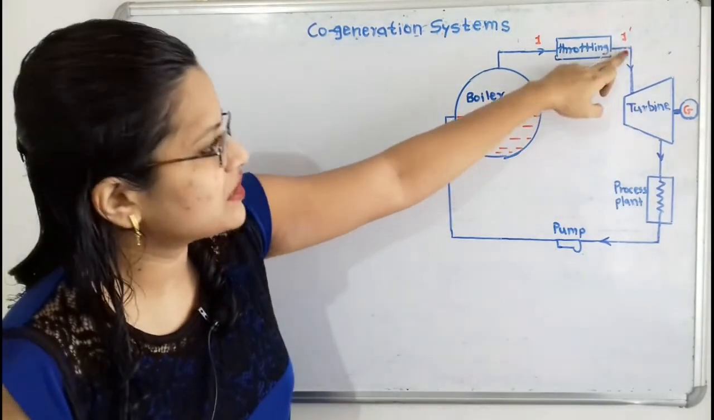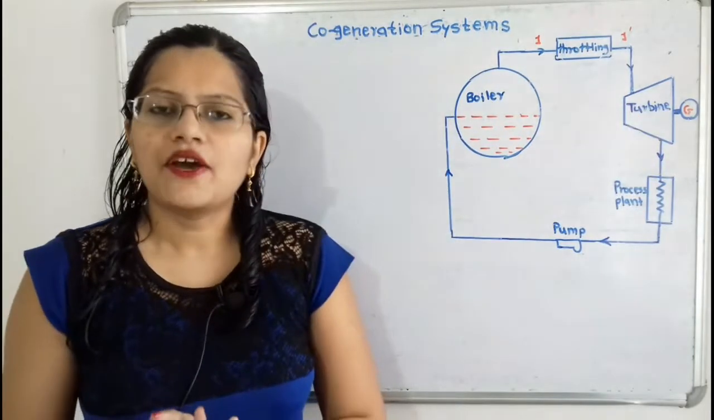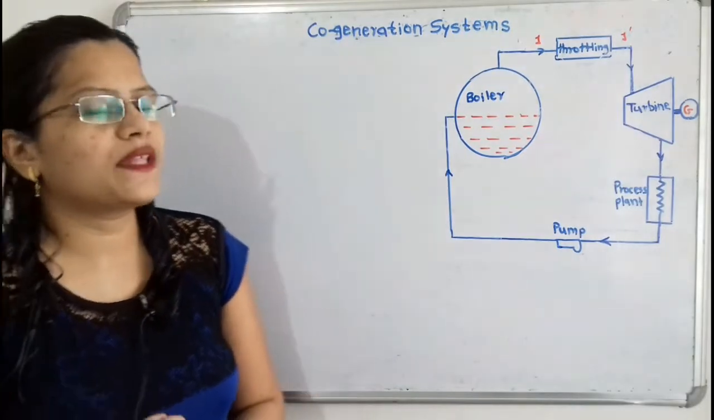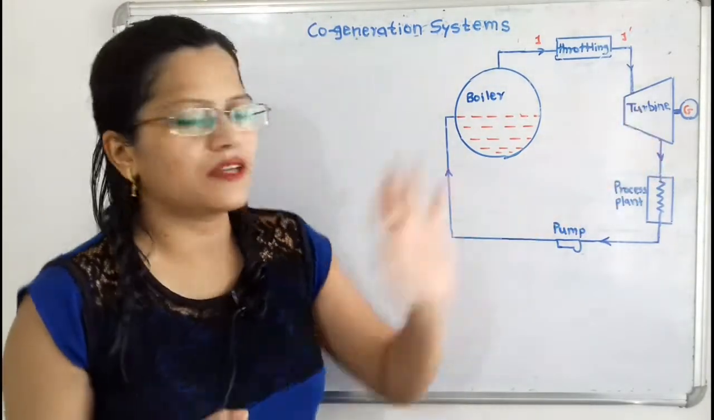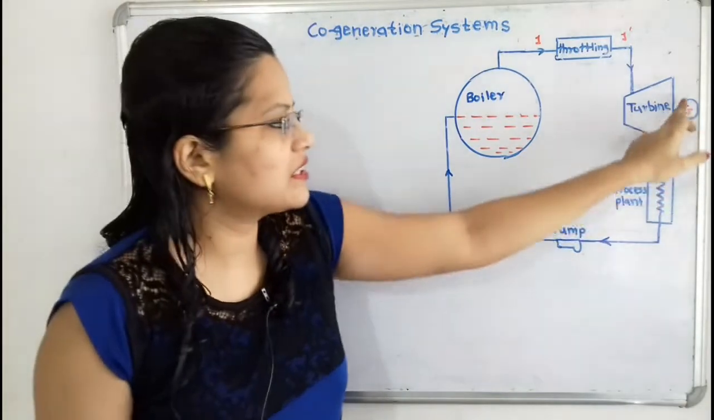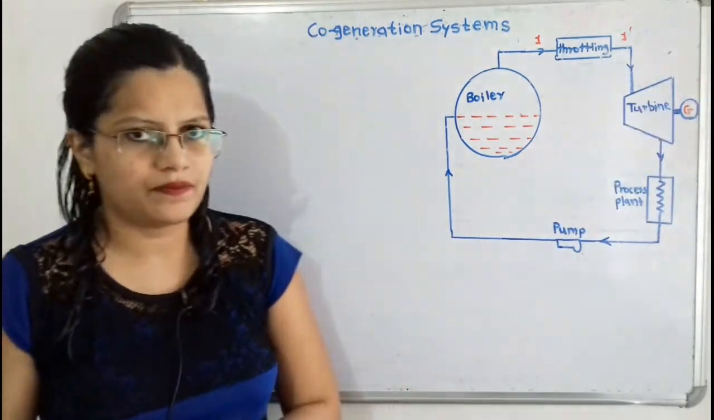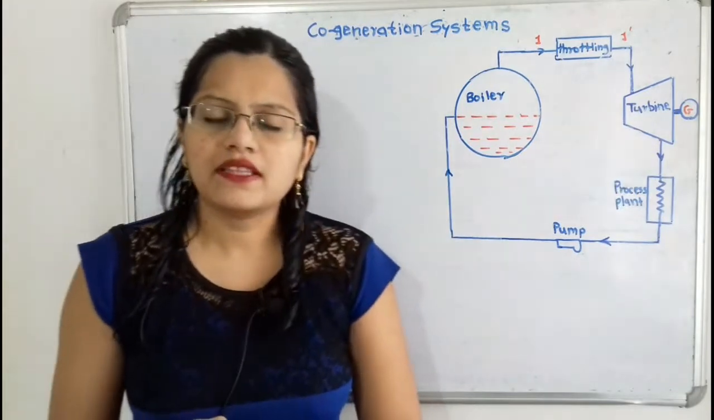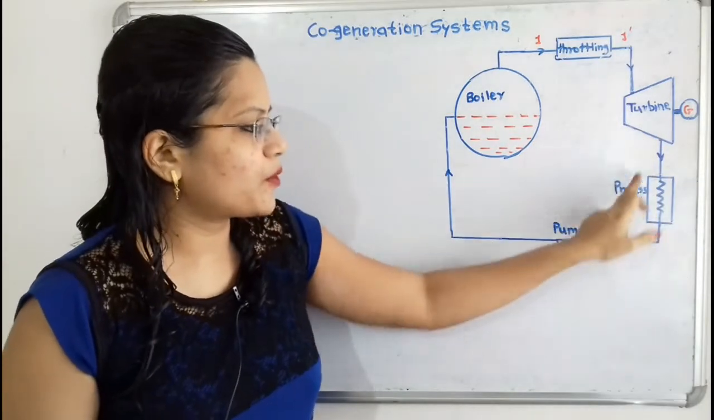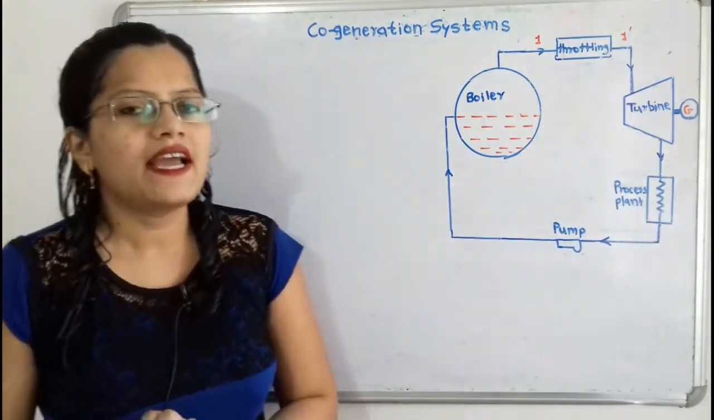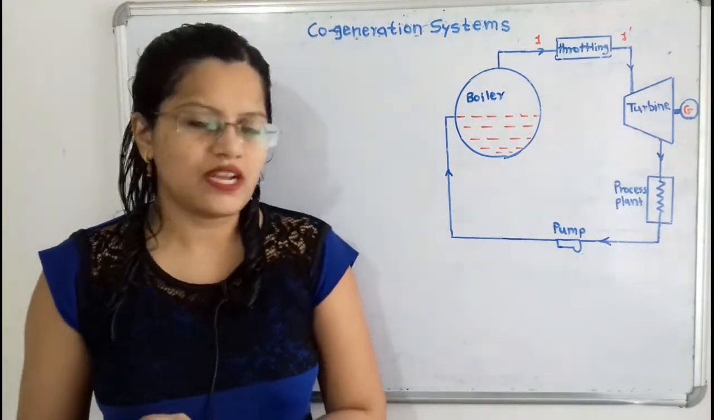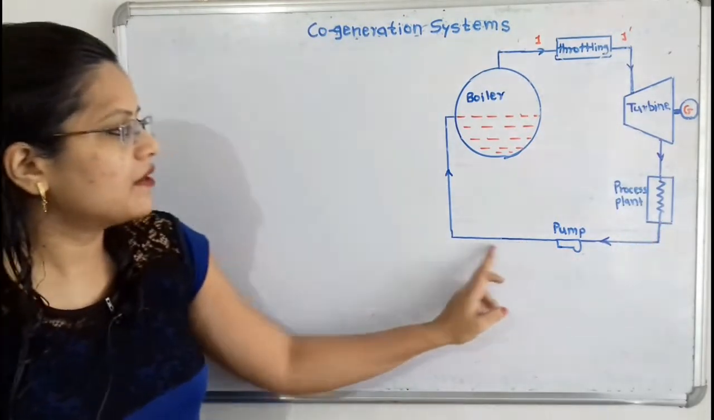Now this reduced pressure steam is passed to the turbine where the isentropic expansion process takes place. That means entropy remains constant and there is expansion of the steam, and the mechanical energy is converted into electrical energy in this generator and power is developed. At the exit point of the turbine there is a mixture of steam and water. This mixture is passed through the process plant where heat is supplied and the whole mixture, that is steam and water, is converted into saturated water. And this saturated water is again pumped to the boiler.